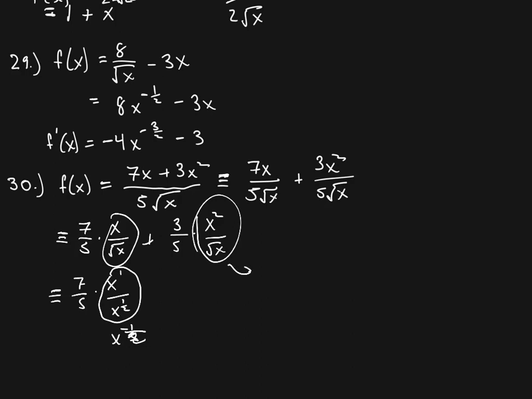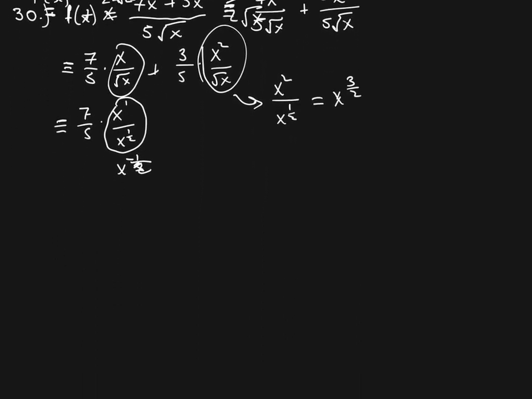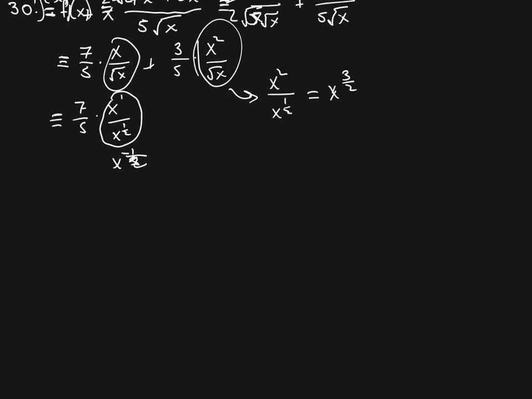Now this term is equal to x squared over x to the 1/2. So this is going to be x to the 3/2. Again, I'm showing more steps here than are really necessary. So let me move this up. So rewriting what we've got one last time, all of this was equivalent to 7/5 x to the minus 1/2.